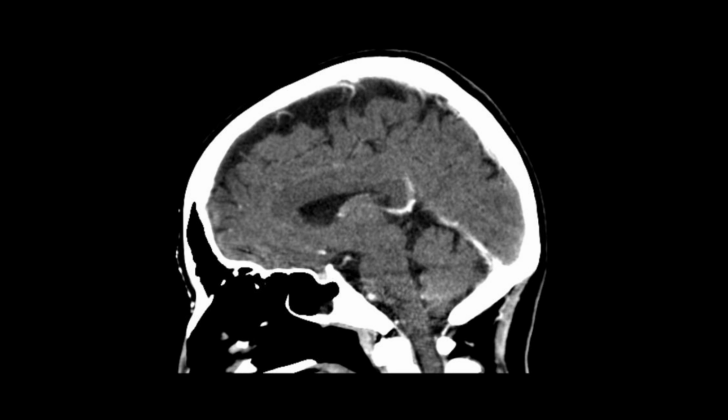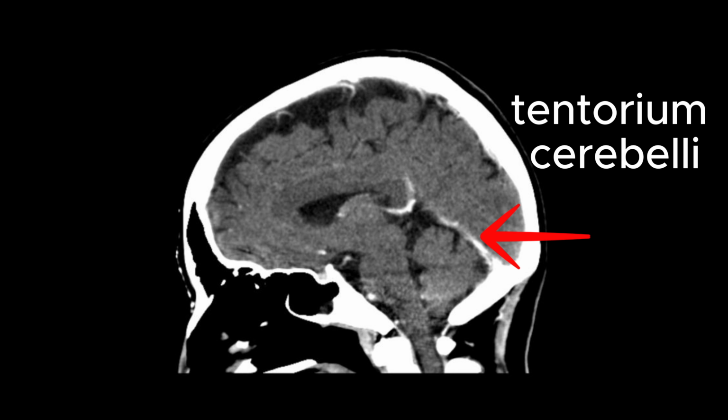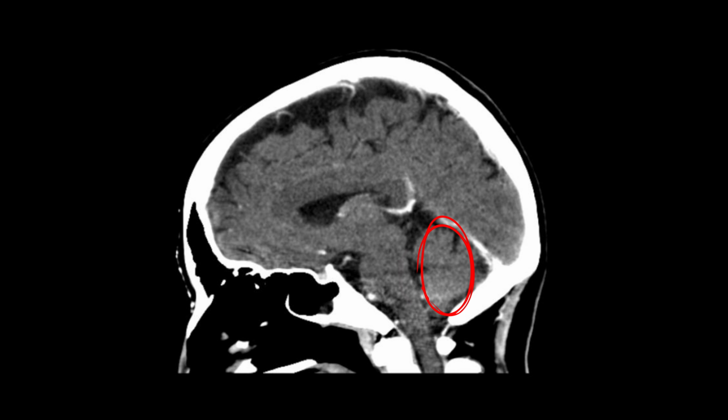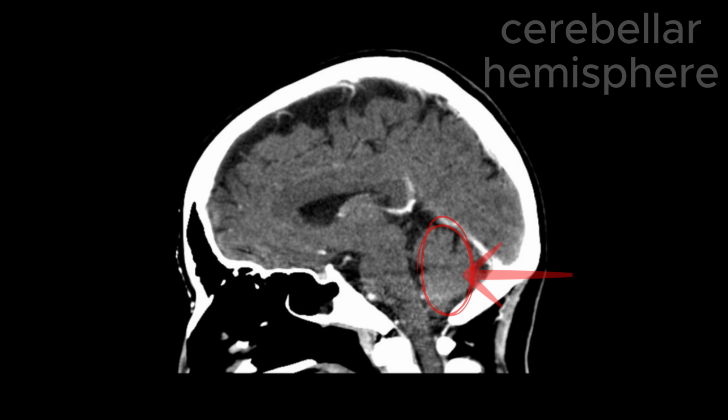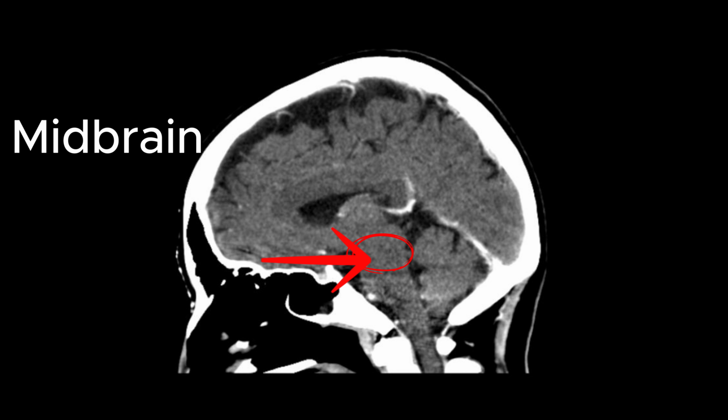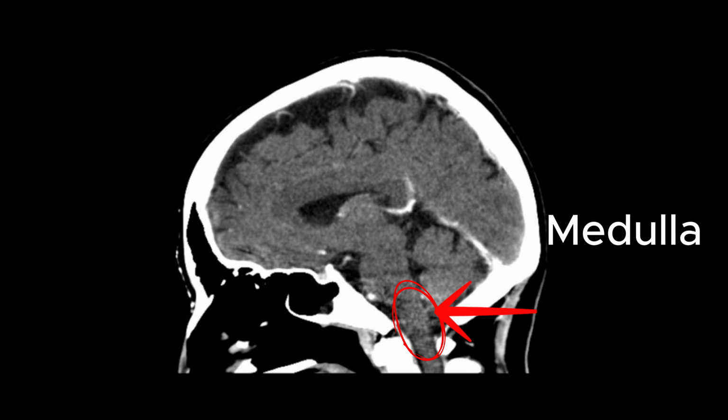Now let's have a look at what we have discussed so far on a sagittal section. This is the tentorium cerebelli dividing the brain into supratentorial and infratentorial parts. This black CSF-filled structure is the fourth ventricle, and posterior to it are the cerebellar hemispheres. This bulbous part just anterior to the fourth ventricle is the pons. Cranial to the pons is the midbrain, and caudally this part here is the medulla. So this was all about the meninges and posterior fossa structures.